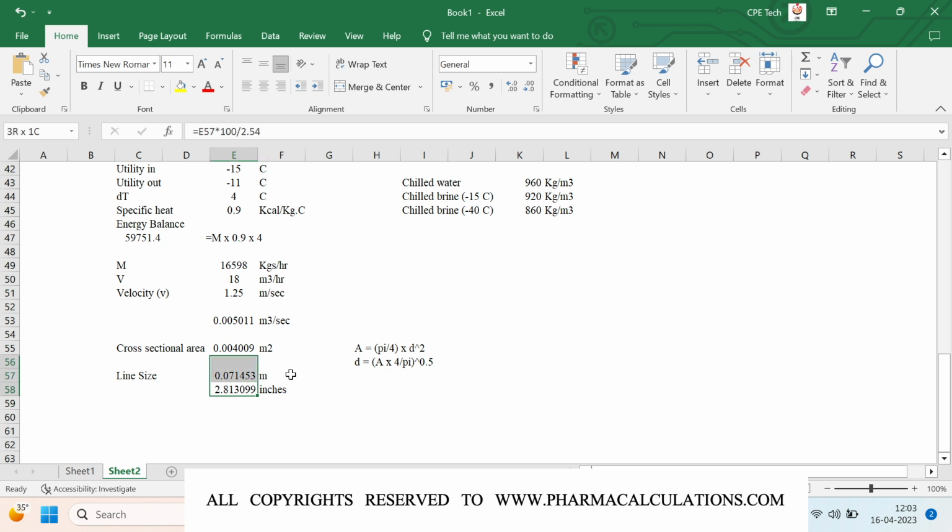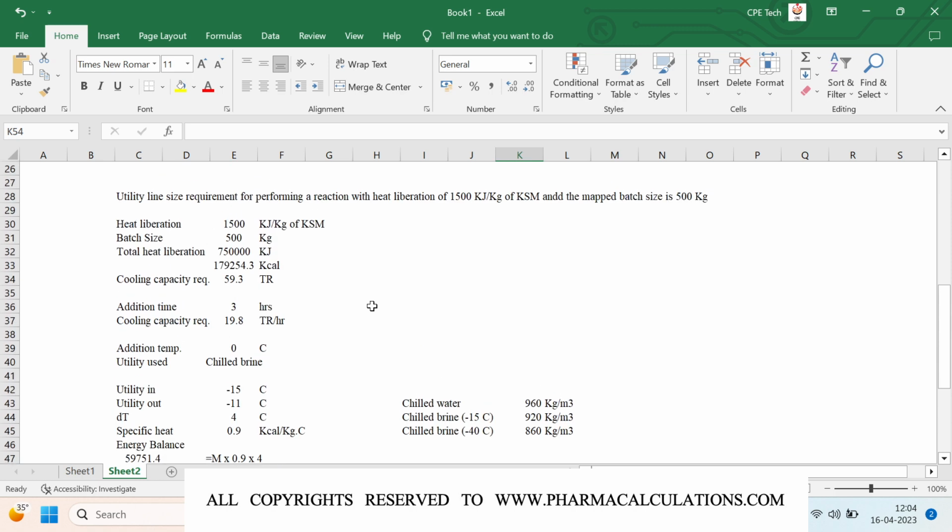So to compensate or to neutralize the heat which is being generated during the reaction, you should have minimum 3-inch line size. So this is approx 3 inches. So this is how you should calculate the line sizing required for a utility. So this is case 1, and the case 2 is going to be where you are going to dose a specific reagent into the reaction mass at 0 degrees centigrade in 3 hours of time.